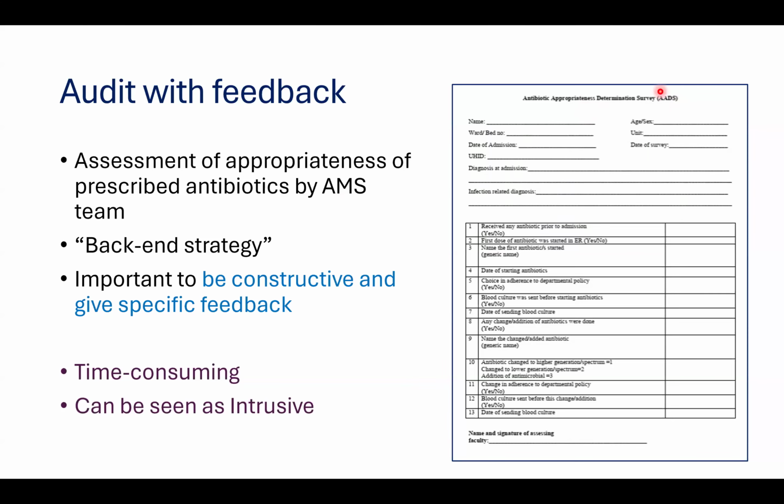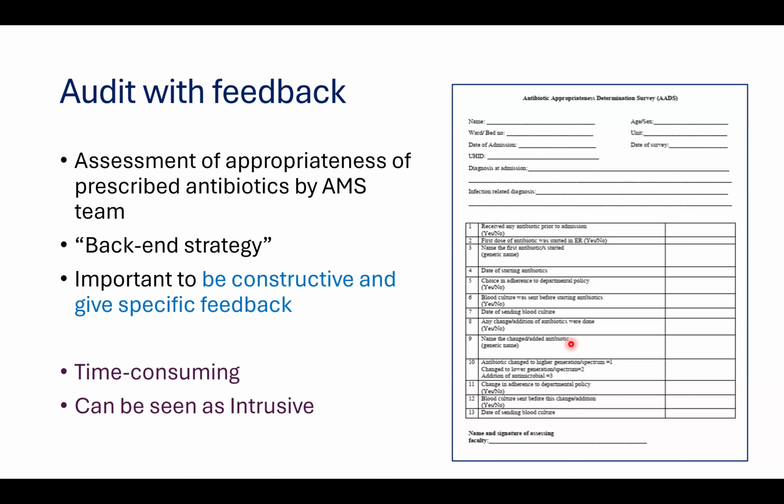I have attached a photo of an example of such a form that is followed at AIIMS. So you know the details of the patient, what was the diagnosis, what was the infection diagnosis, and then you can decide when the antibiotics were started, whether it was as per the department policy or not, whether blood culture was sent before antibiotics or not. Now that the reports have come, have the antibiotics been changed or not? So that the AMS team can assess the appropriateness and then later give feedback to the team that we have reviewed the antibiotics.